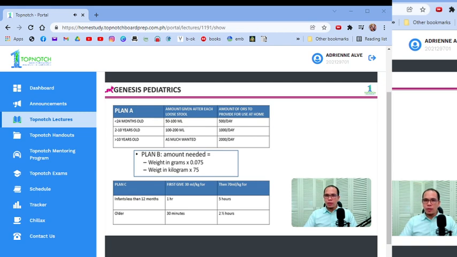Okay? If you're not sure, the safer guess would be plain NSS. Okay? What's the problem with LR? May potassium si LR. So if your patient is undergoing renal failure, kung may acute kidney injury siya, tapos nagpasok ka ng maraming potassium, baka magkaroon ng hyperkalemia yan. Okay? So if you're not sure NSS or LR, better bet would be NSS. But you can still use LR. So please remember that.